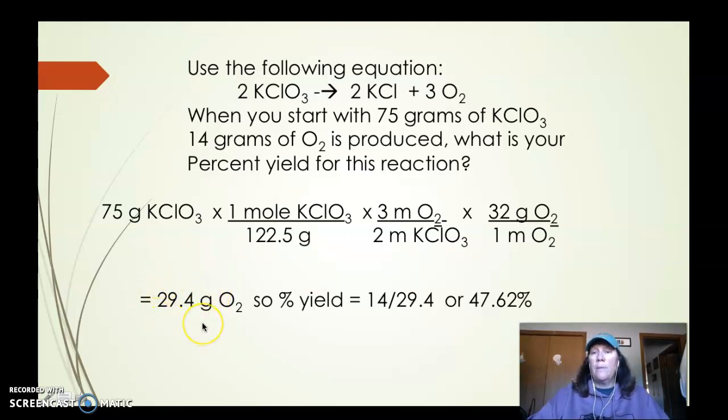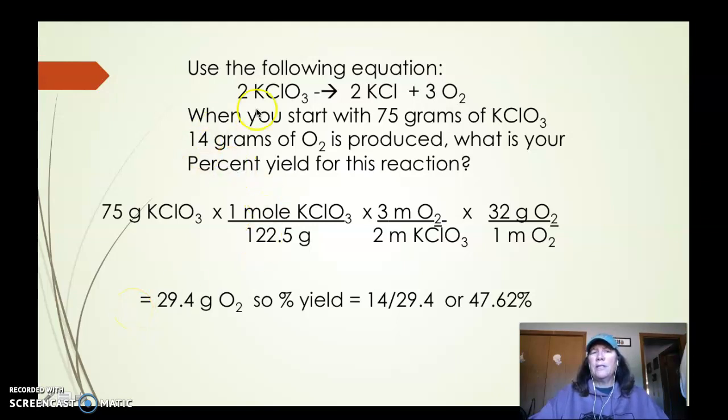This is what they call my theoretical yield. In a perfect world, if I did everything right and I started with 75 grams of potassium chlorate, I should get 29.4 grams of oxygen. That's the max I can get. Okay, that's called theoretical yield.